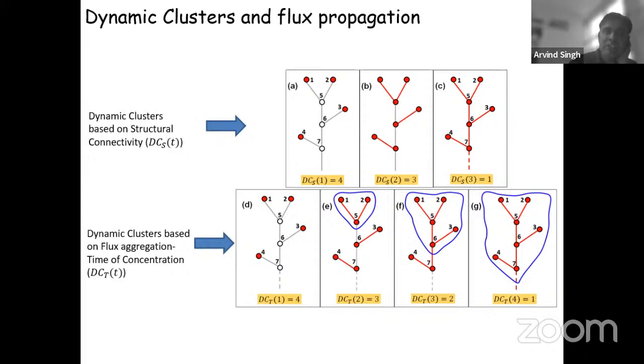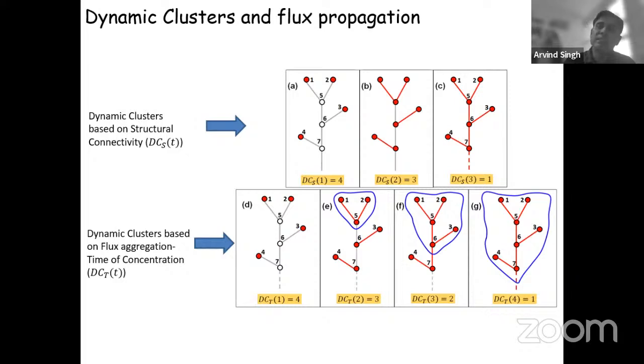For that purpose, we define two different types of connectivities. One is based on dynamic clusters and structural connectivity. The other one is based on flux aggregation or time of concentration. So in short, what we analyze is two different patterns. One is based on minimum connectivity, that is, when the river network is connected at the minimum flow condition.